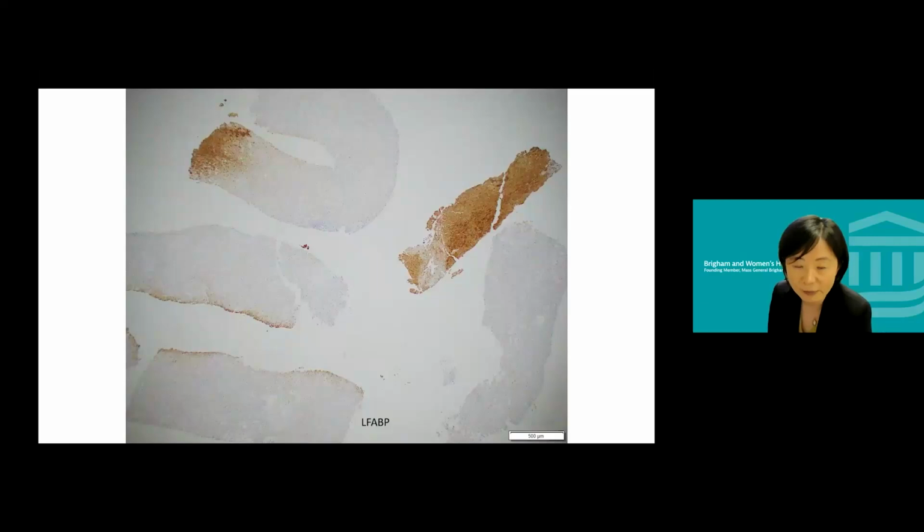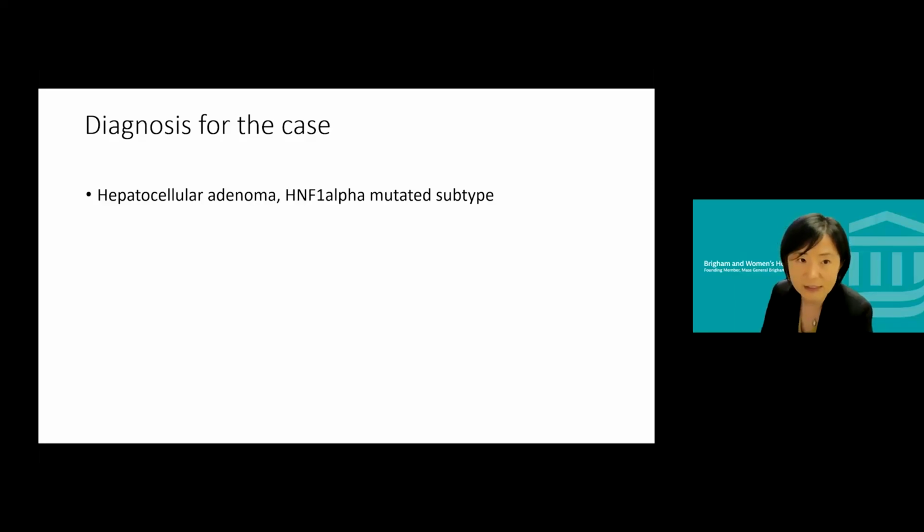Among all the other stains we did, this is what LFABP showed. This shows loss of LFABP in the other fragments, and the core with the normal portal tract shows normal retention of LFABP. So the correct diagnosis of this case is hepatocellular adenoma, and this is the HNF1 alpha mutated subtype.